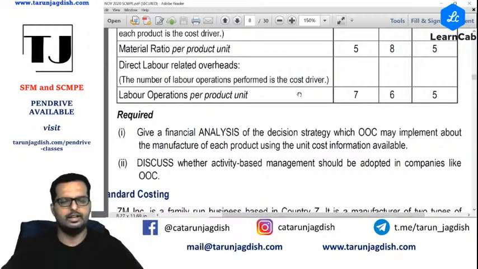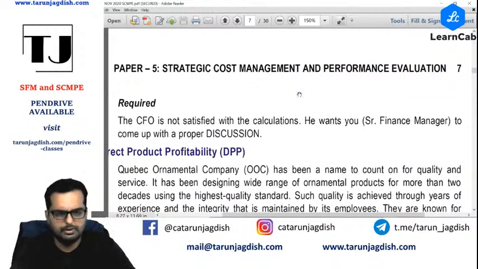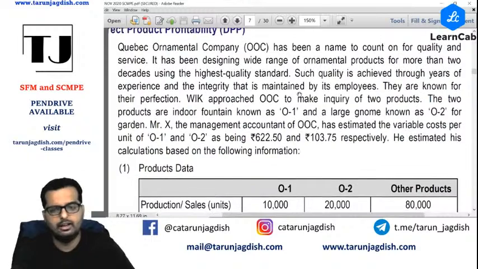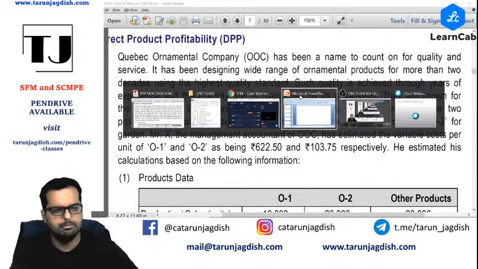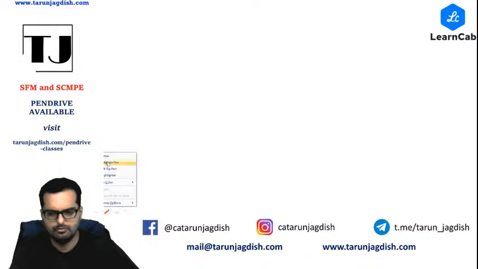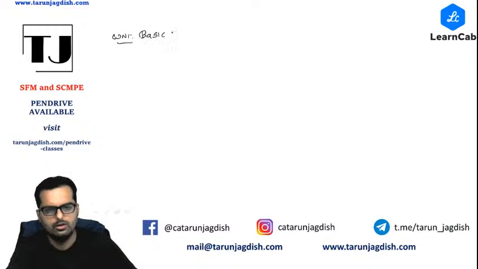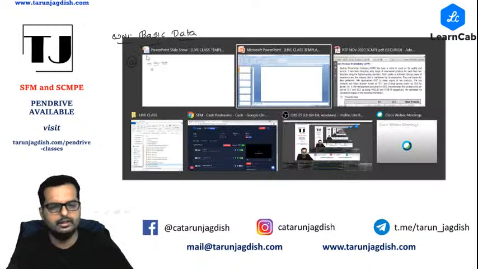And then they are giving the financial analysis. This way, once we read also, we won't understand completely. That is where basic data will help. So let's start writing the basic data now. Working note number 1, basic data.